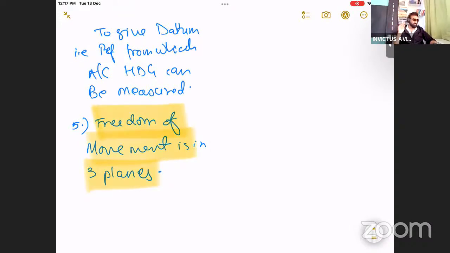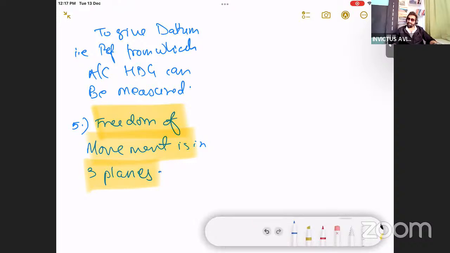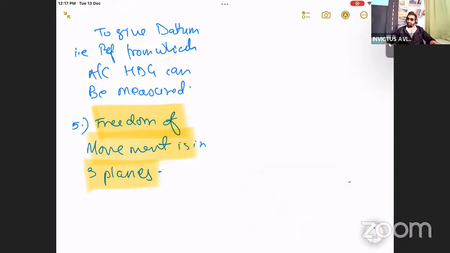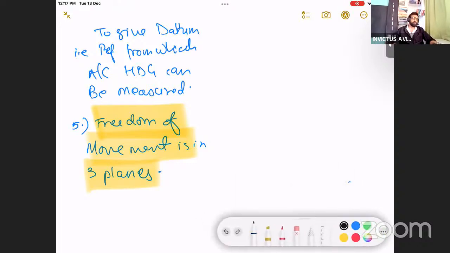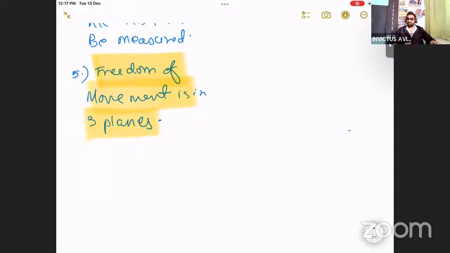Freedom of movement is in 3 planes. What are the 3 planes? Yaw, pitch, roll. Now do not get confused. They can twist the question in any way and they could check and test your presence of mind in the exam. Please do not get fooled. Okay? That is roll, pitch, yaw. Measurement is in the yawing plane only though. Okay?